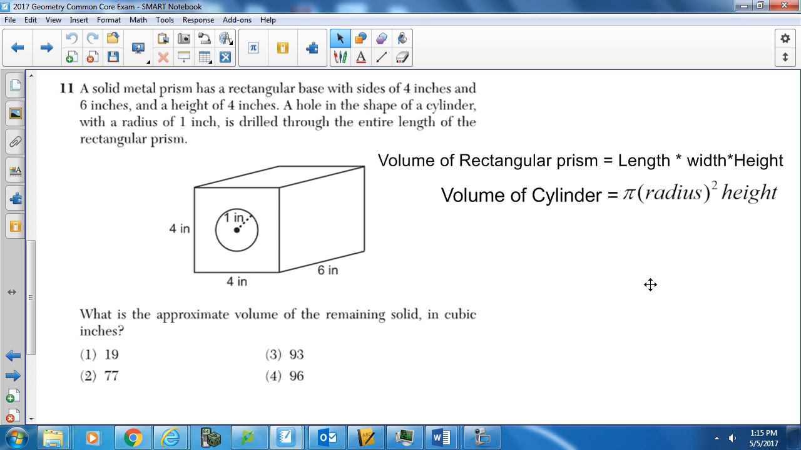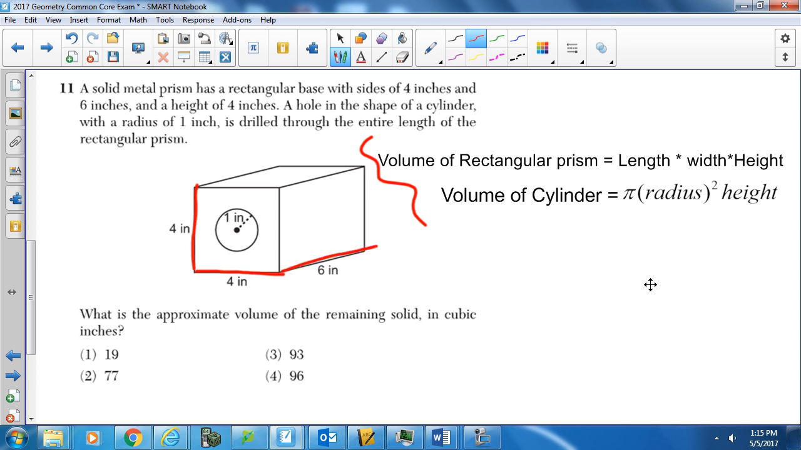All right, we're going to start going over the next 5 problems of the 2017 geometry exam. Let's go to number 11. I want you to write this down, but let's actually read the question. It says a solid metal prism has a rectangular base with sides of 4 and 6, all right? And a height of 4. So the dimensions are 4, 4, and 6.